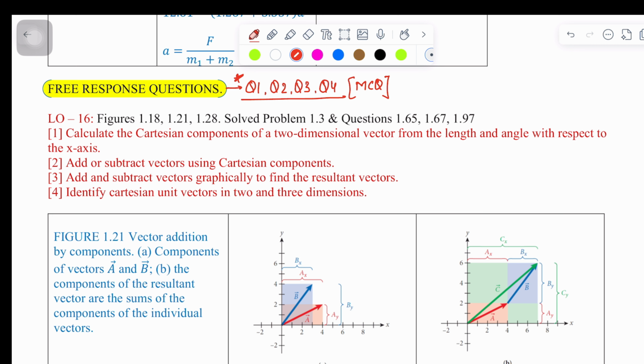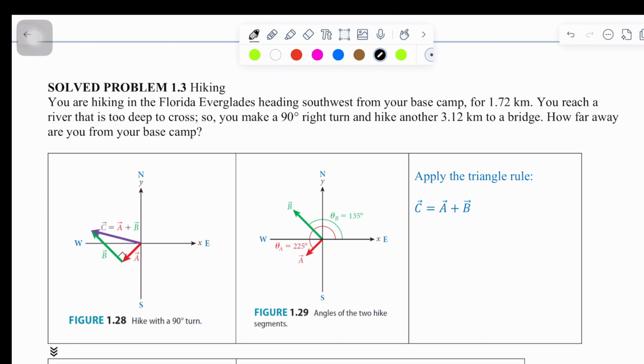Okay guys, so now what we are going to solve in this is calculate the Cartesian components. Cartesian components we know: Ax, Ay and Az. For a two-dimensional vector there is no Az. From the length, meaning magnitude, and angle, which is your direction with respect to the x-axis. Add and subtract, and identify them, and even in terms of multiplication also. So guys, the first thing you should know is how to solve this.